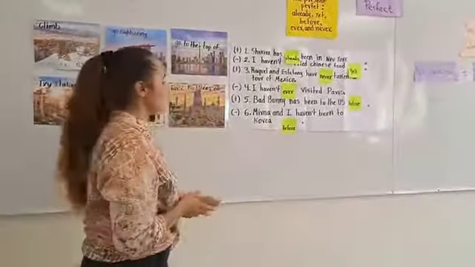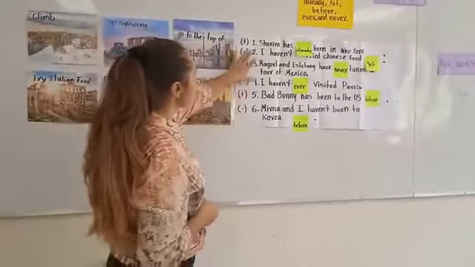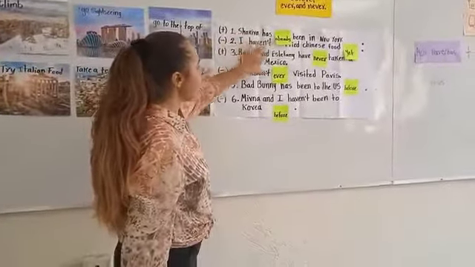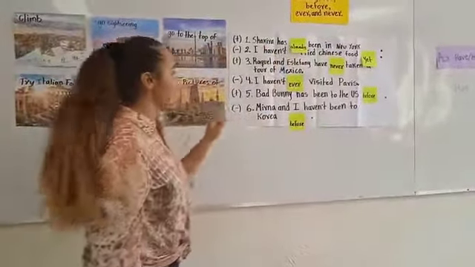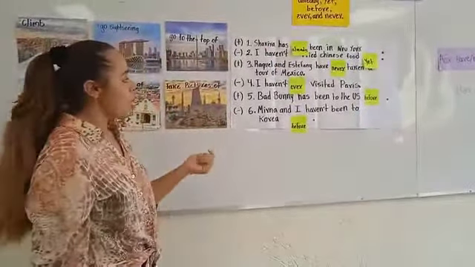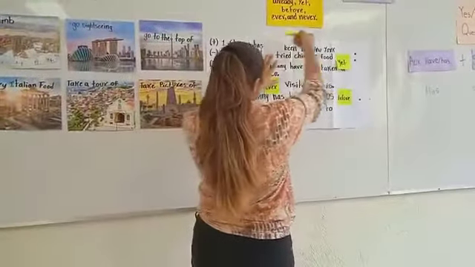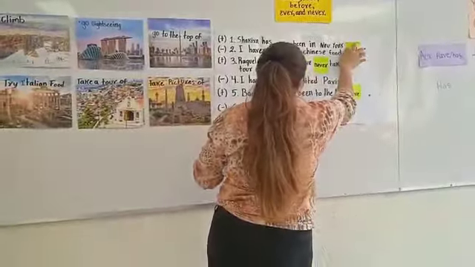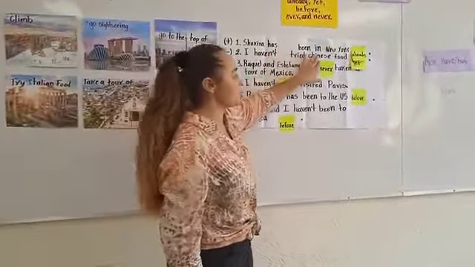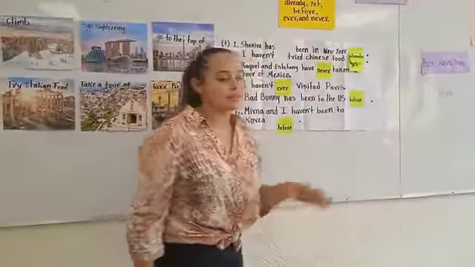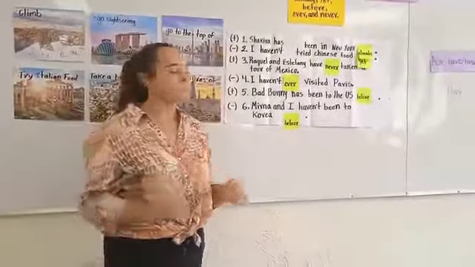For example, in this case there are examples in affirmative and negative statements. Number one is: Shakira has already been in New York. It's an affirmative sentence. There is another option: we use already at the end of the sentence. Shakira has been in New York already. These are the two options.